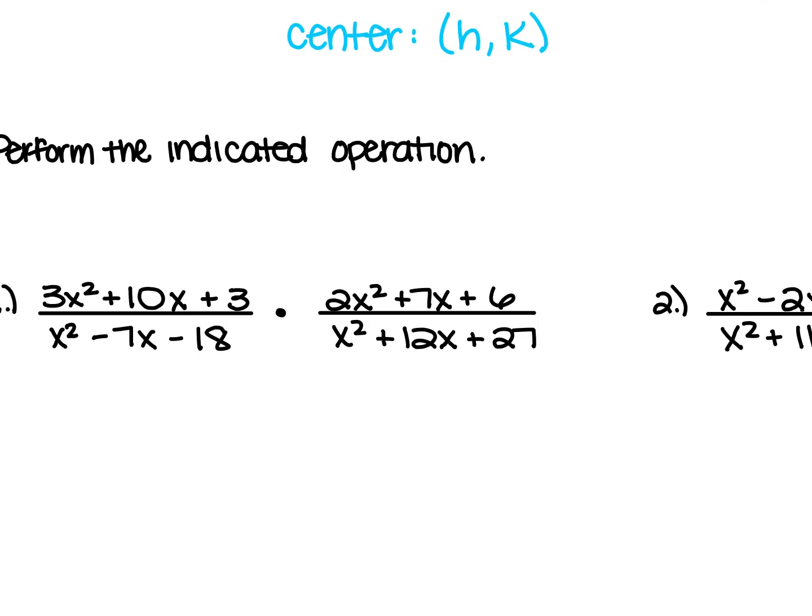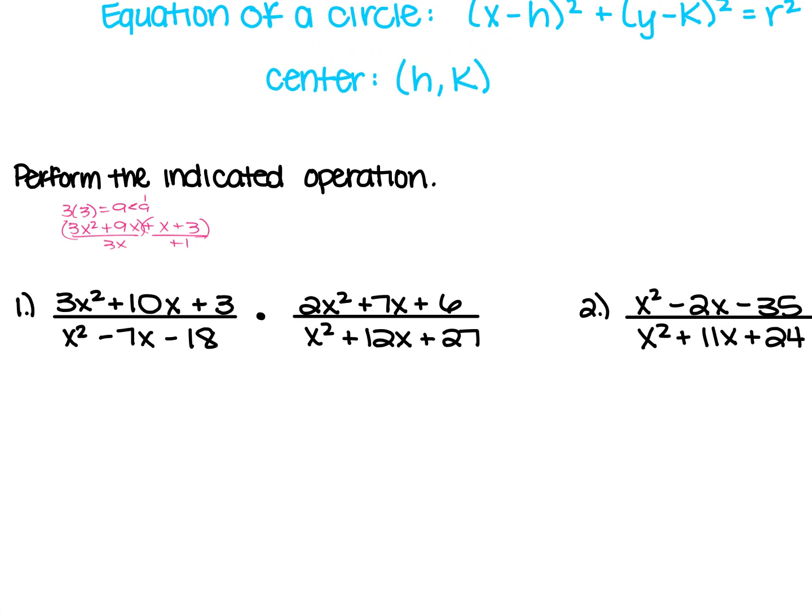From the first fraction, you have 3x squared plus 10x plus 3. Your a is something other than 1, so we're going to multiply the 3 times 3. That gives us 9. Your factors of 9 that add up to be 10 are 1 and 9. So this gives you 3x squared plus 9x plus x plus 3. Factor this by grouping. Factor out a 3x from the first. Factor out a 1 from the second. That's going to give you 3x plus 1 times x plus 3.